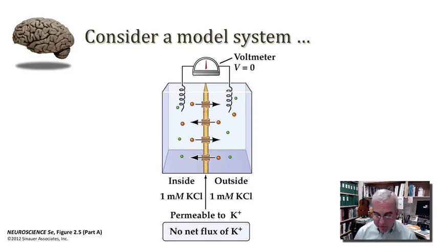So under these conditions, potassium ions are free to pass from one side of the membrane to the other, and there is no net flux of potassium. That is, just as much potassium goes to one side as back across the membrane to the other. And as a result, if we were to insert wires into either side of this chamber and then record an electrical potential, we'd see that there's essentially no potential difference. That is, the voltmeter would record a potential of 0.